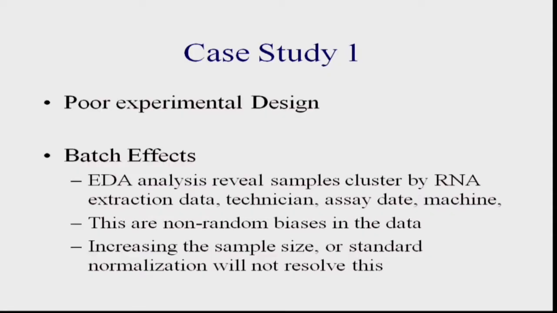So some RNA extraction method, the technician that did it, the assay date, the date is a really big one. The machine it was run on. Okay? These are intrinsic properties of that data that we can't do anything about, and basically a whole load of samples have that property. Okay? Only experimental design can overcome these.